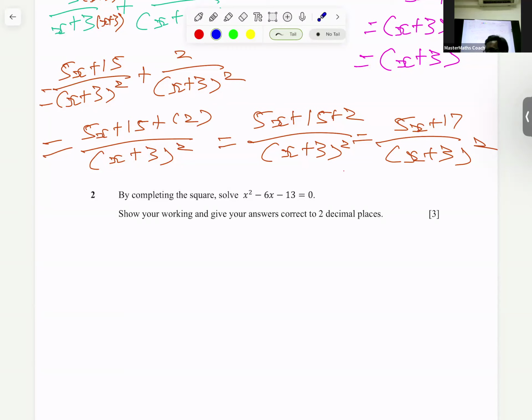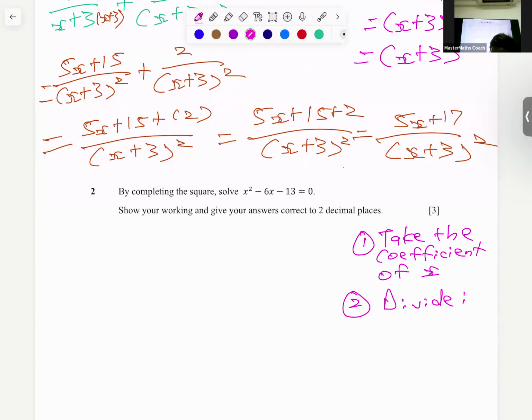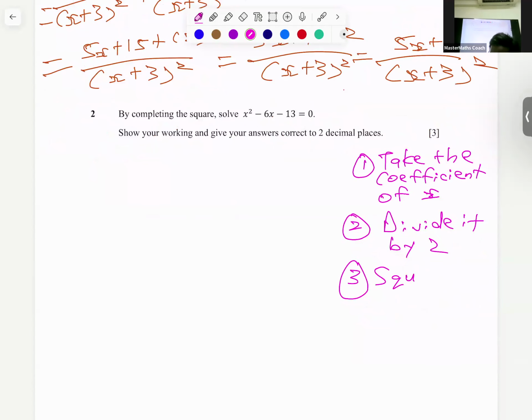Next one is completing the square. Write down the steps. Take the coefficient of x, divide it by 2, and then square the results.